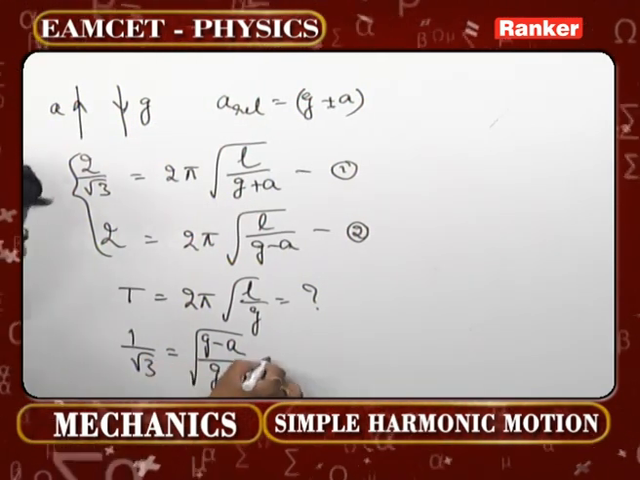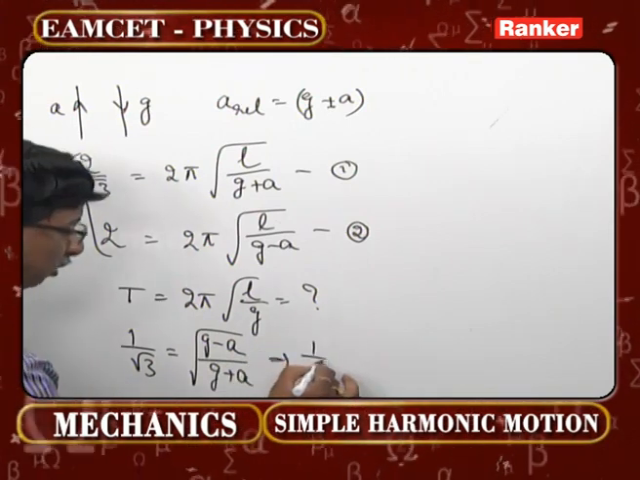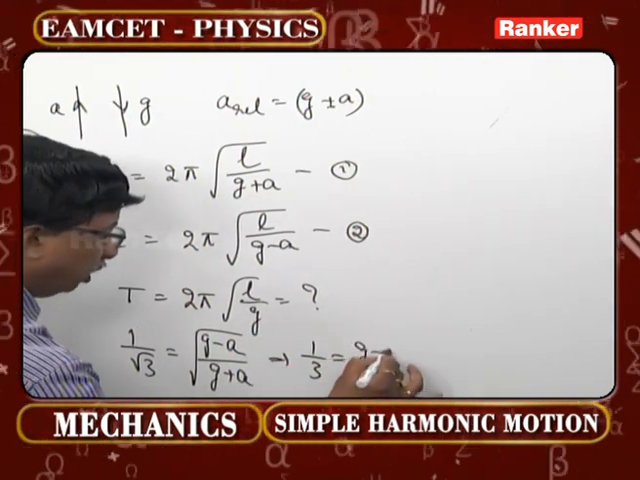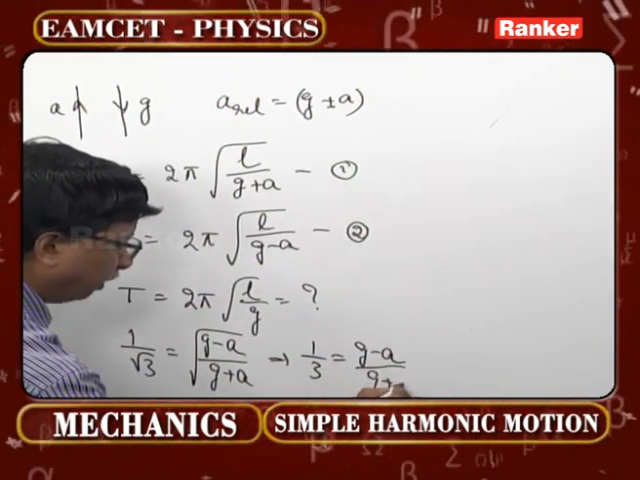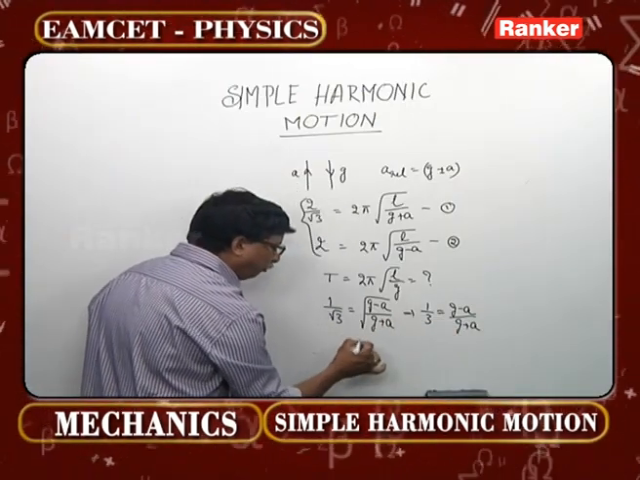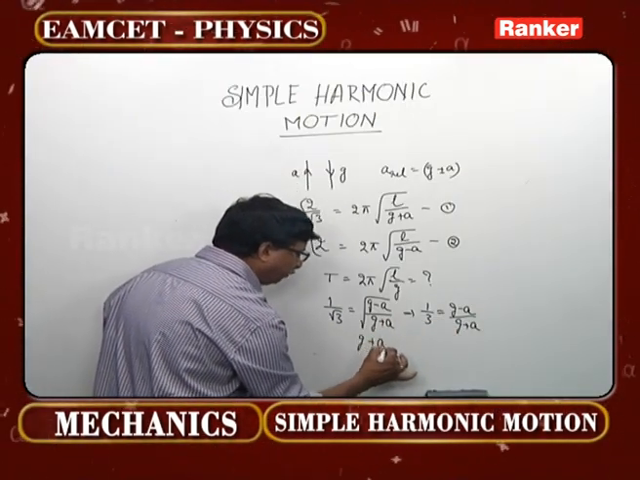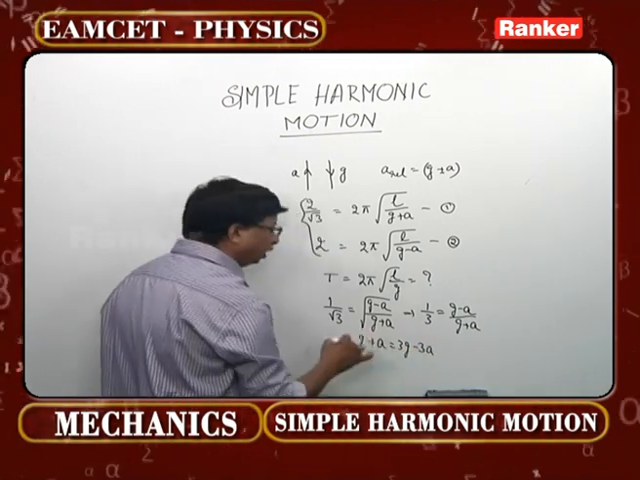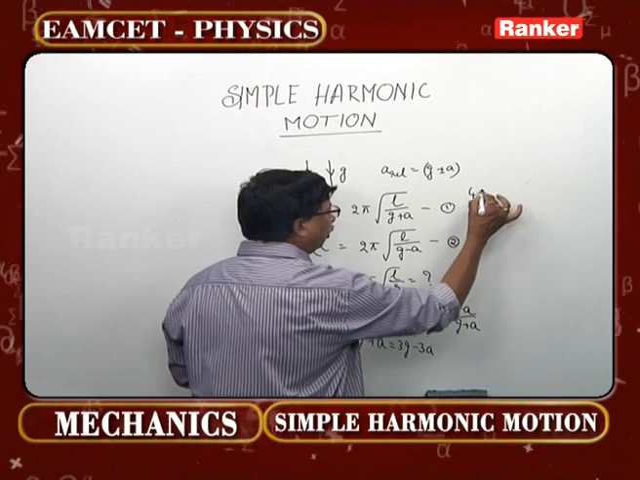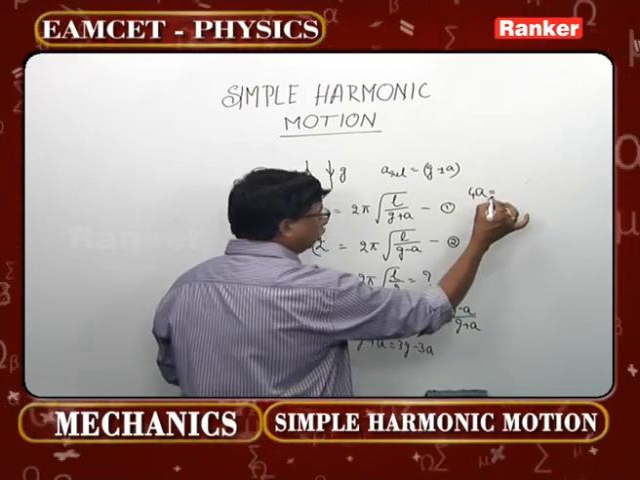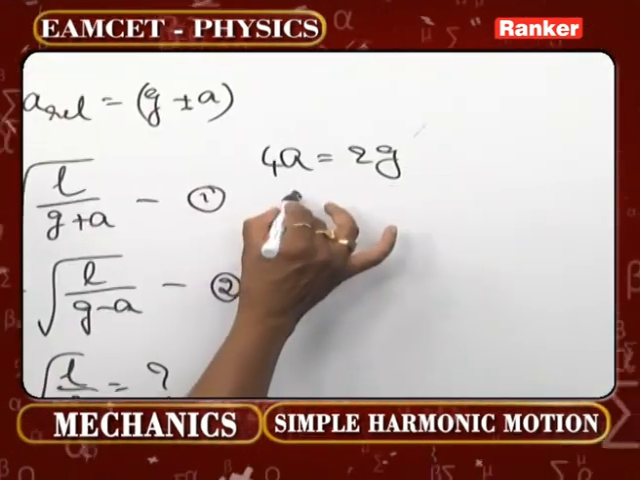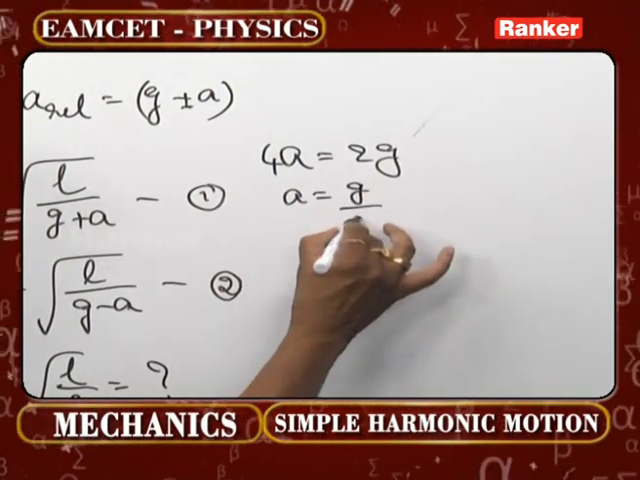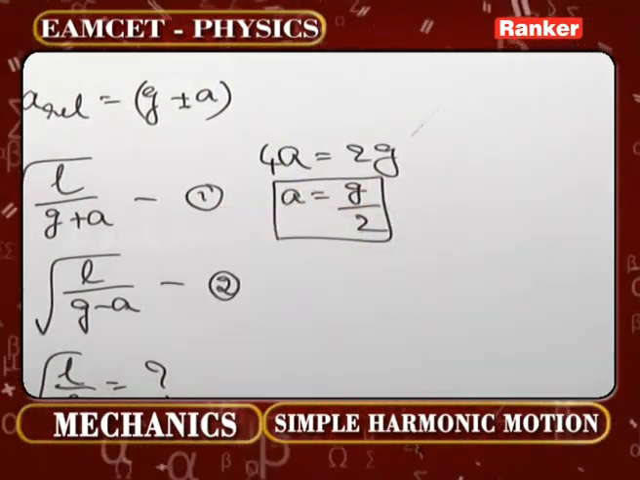Now I can write, just by squaring it up, 1 by 3 is equal to (G minus A) by (G plus A). Then what will be the value if you cross multiply it? G plus A is equal to 3G minus 3A. In other words, I can write 4A is equal to 2G over here. Now A will be how much? G by 2. That is the relation.